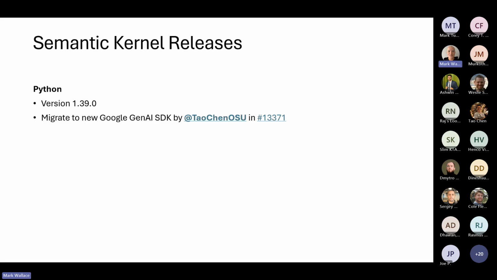Okay, so we have a bunch of samples, and actually Sergey, do you want to come off mute and talk through that process? Yeah, sure. I'm just about to post a link. We have a bunch of samples, both for Python and .NET, showing how you can create an agent framework agent and host it in Foundry. And the process is simple.